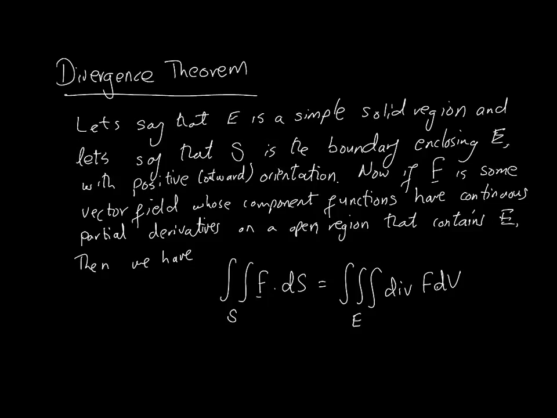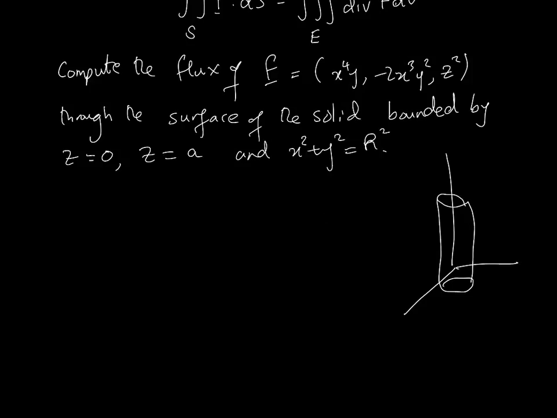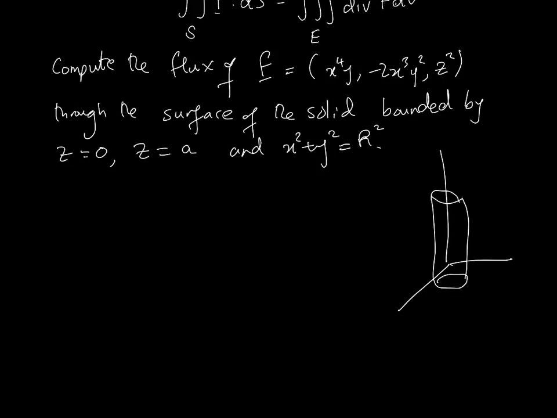So let's look at how this works in an example. Compute the flux of F, the vector field, through the surface of the solid bounded by... So in this example, we're going to try to compute the flux of F. And remember, the flux of F means that you want to calculate the surface integral over S, where S is this surface that's bounding the region E. This is what we want to compute, and we're going to use the divergence theorem to do this.